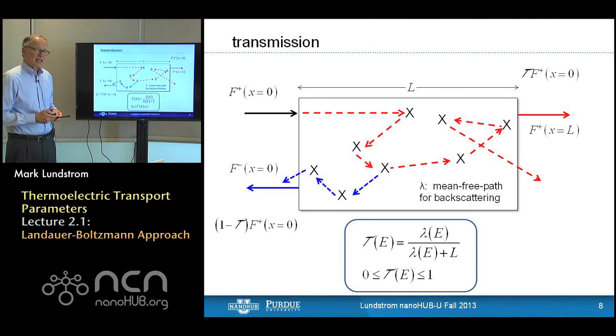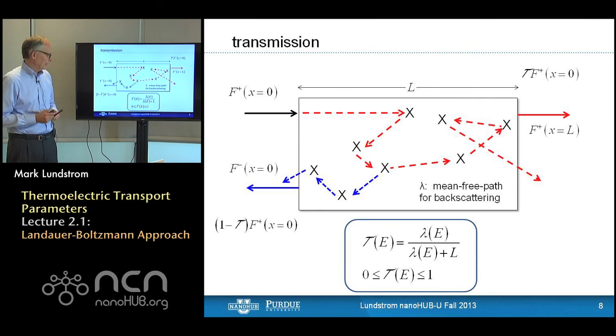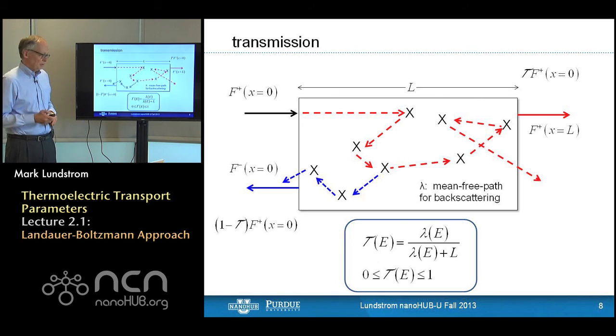So that's what we mean by transmission. Now, it turns out that if you look in either Professor Dada's book or mine, you can find a simple derivation that relates that transmission coefficient to the length of the slab and to the average distance between scattering events. And the expression is very simple. It's mean free path over mean free path plus the length of the resistor. And you can see that that's always going to give you a number between 0 and 1.